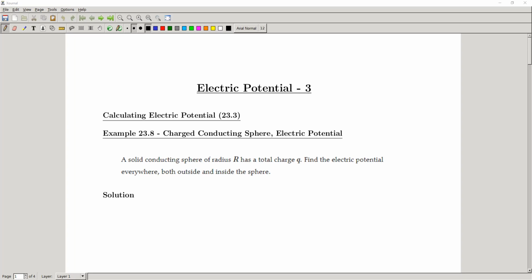Okay, so we have a solid conducting sphere of radius R, and it has a total charge of Q on it. We want to find the electric potential everywhere, both outside and inside of the sphere. So when we think of a conducting sphere, we want to have in our mind this idea of all the charge sitting at the surface, right? So we know that all of our charge Q is going to be sitting at the surface of this conducting sphere, and we've already seen what the electric field looks like around this thing.